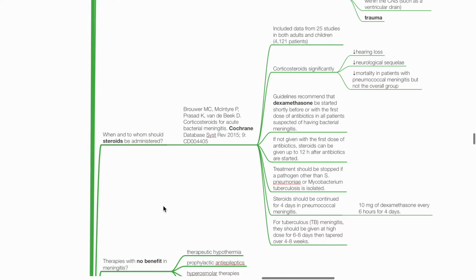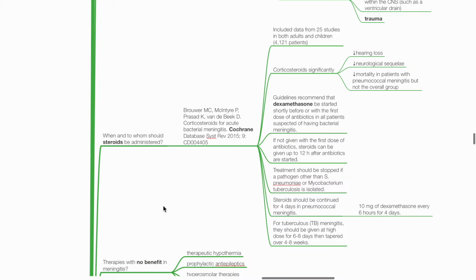When and to whom should steroids be administered? Based on a Cochrane review in 2015 by Brower MC et al., which included data from 25 studies, both in adults and children, corticosteroids significantly reduced hearing loss, neurological sequelae, and reduced mortality in patients with pneumococcal meningitis, but not the overall group. Guidelines recommend that dexamethasone be started shortly before or with the first dose of antibiotics in all patients suspected of having bacterial meningitis.